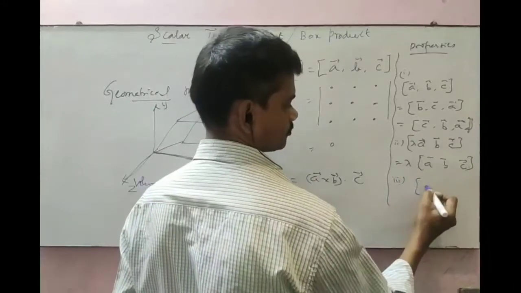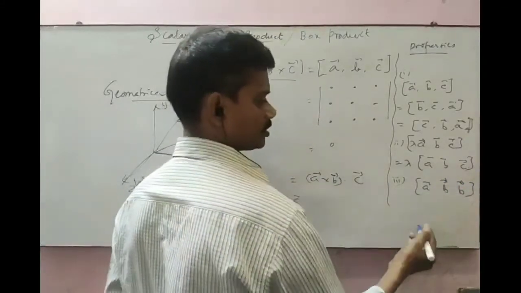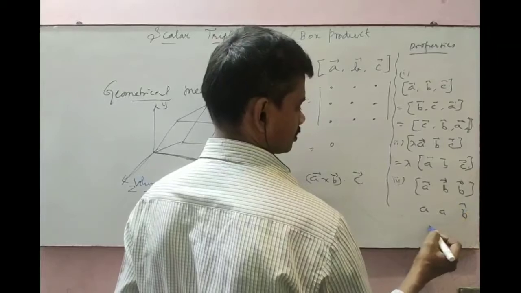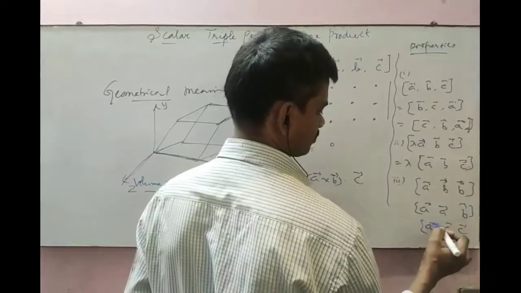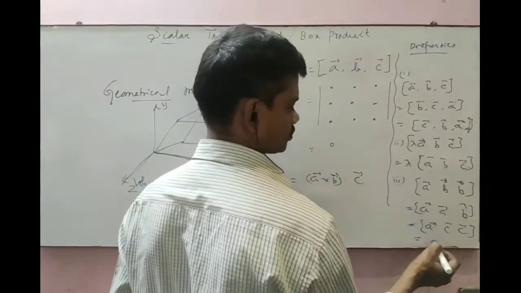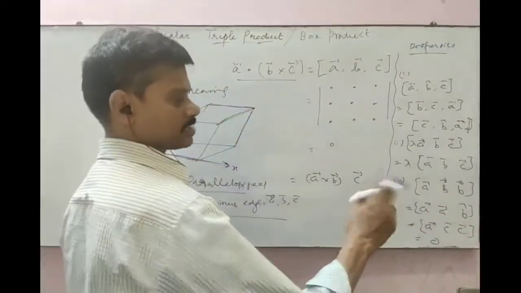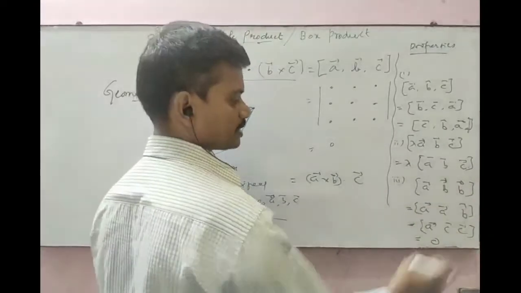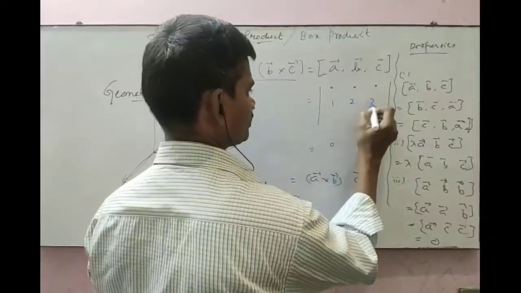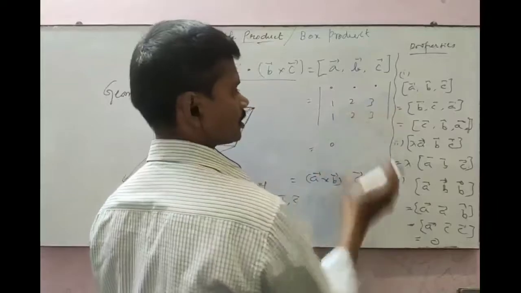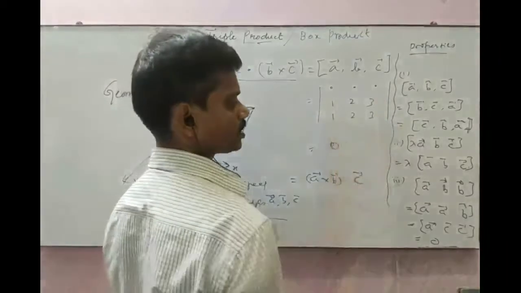Then one more important thing: if you have any two vectors of the same value, like A B B, or A A B, or A C C, then the answer is 0. If two vectors are the same in the box product, then the value of the determinant is 0. You have studied this in determinants: if any two rows or columns are identical, the answer is 0. You studied this already in 11th, in the determinant value, any two rows or columns identical.